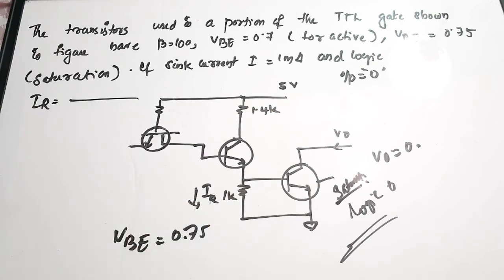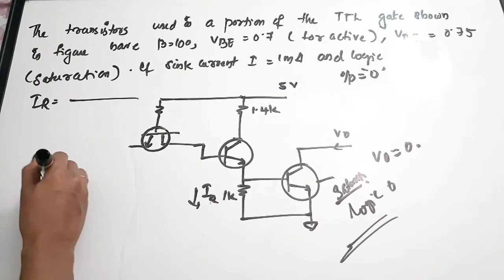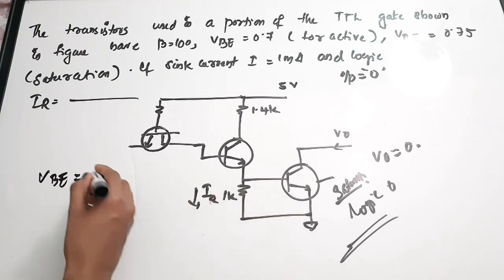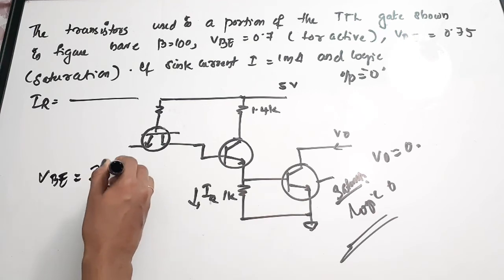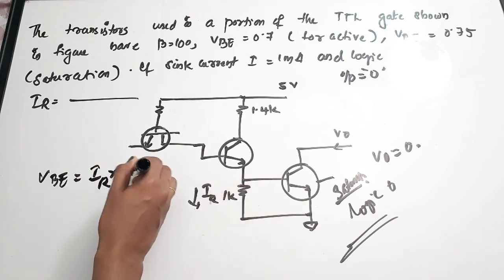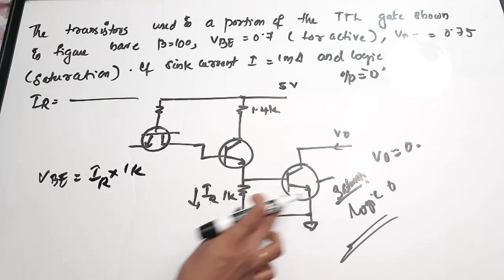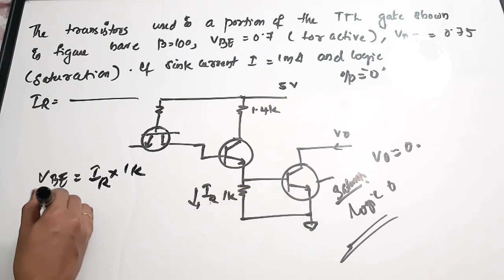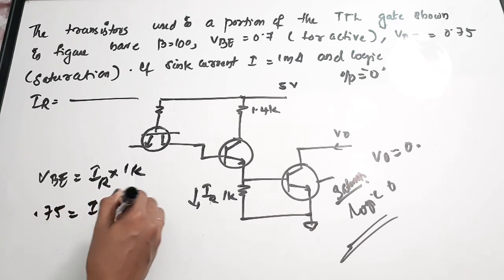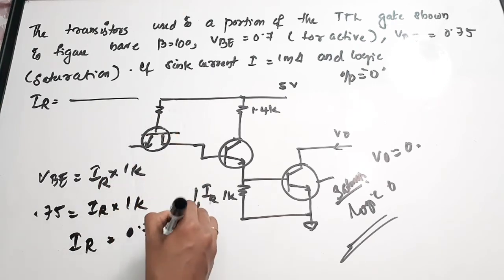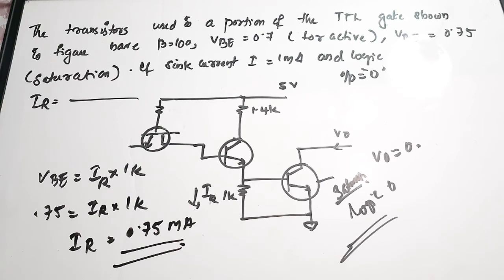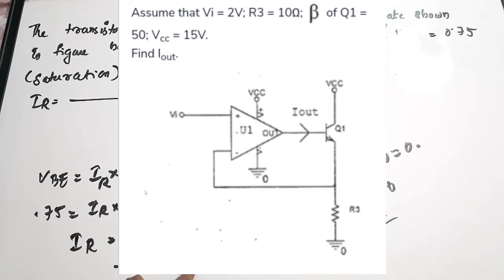So VBE is equal to 0.75, and if you apply KVL in this loop, I'm going to write the KVL. VBE is equal to, only one resistor is there, and the current flowing through that resistor is IR. IR into the resistor value, which is 1K. So the base emitter voltage 0.75 is equal to IR into 1K, and you will get IR is equal to 0.75 milliampere. So the value of current passing through this 1K resistance is 0.75 milliampere.